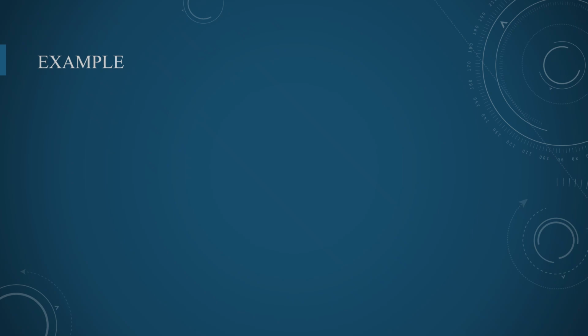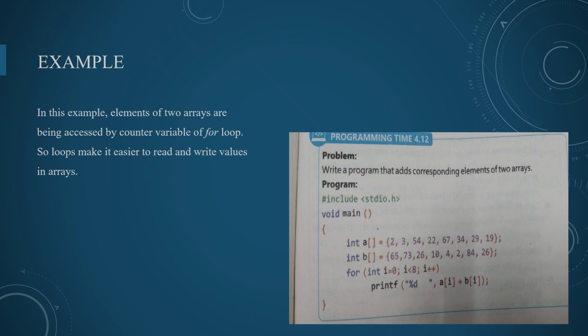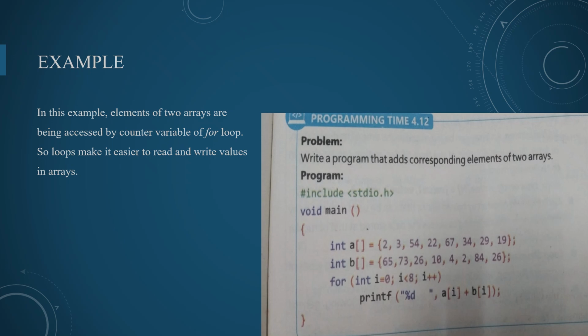And finally, in this example, elements of two arrays are being accessed by the counter variable of the for loop. So loops make it easier to read and write values in arrays.